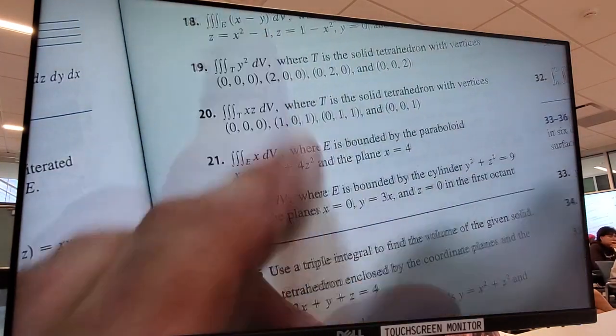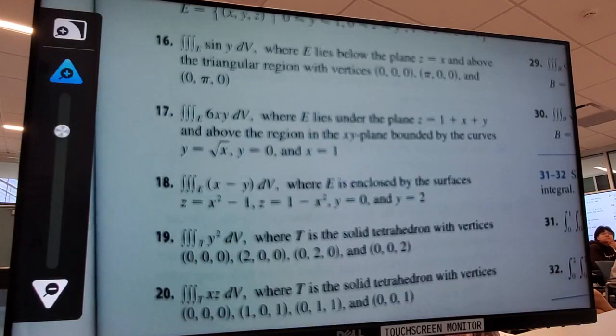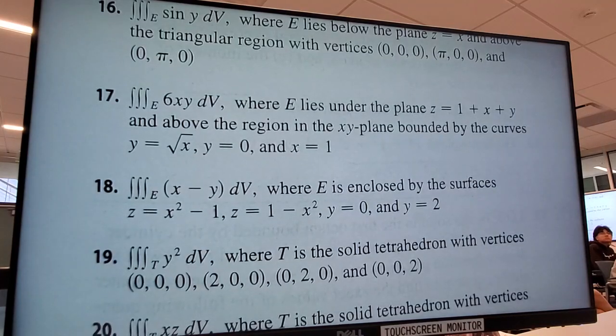Let's do this one. Try to set up number 17. Do you notice? All right.